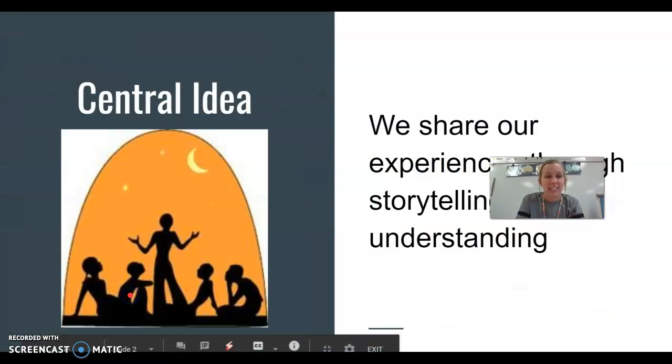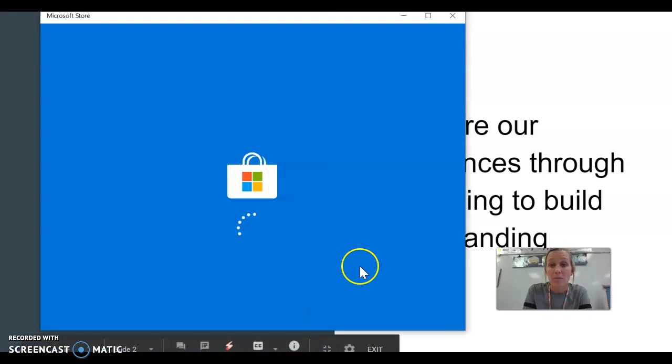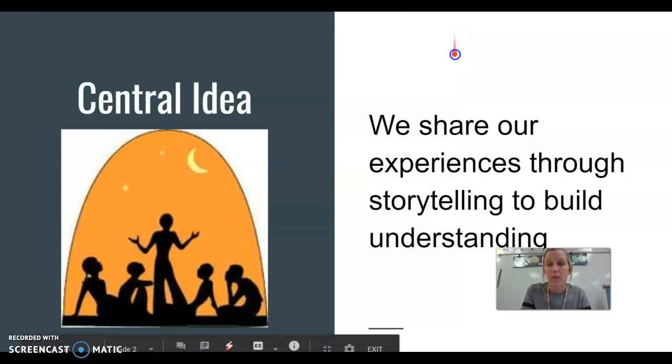All right. Now, our central idea, what we're learning all about, is we share our experiences through storytelling to build understanding. That's what we're learning all about. That's why we're reading these stories. We're learning that that's a way to communicate, and that we're learning the structure of those stories and how we best communicate those stories. Whoops, sorry about that.